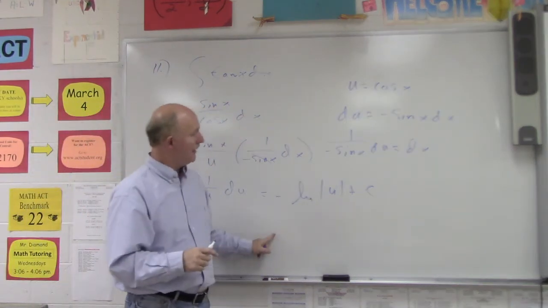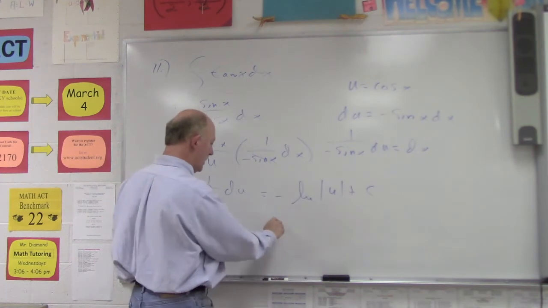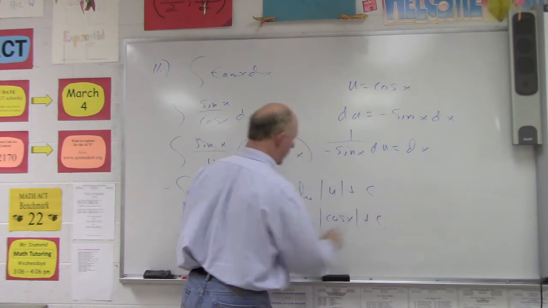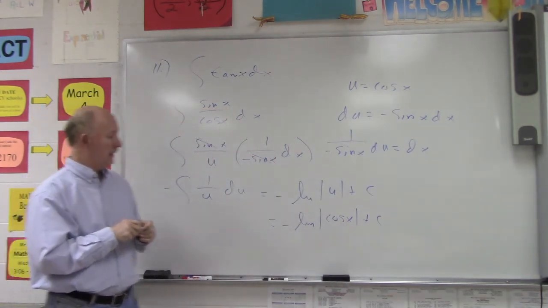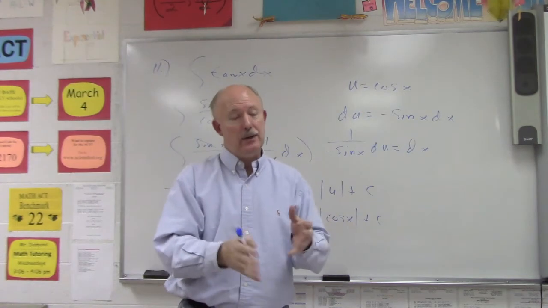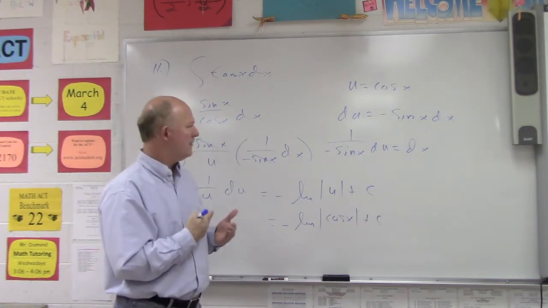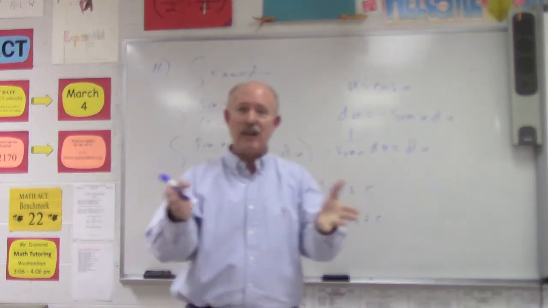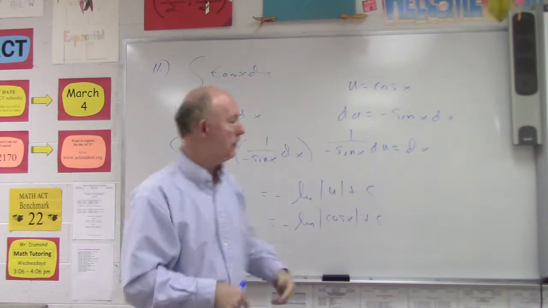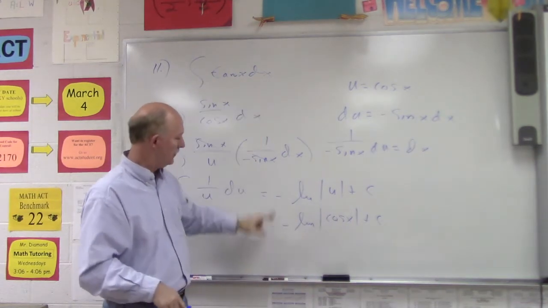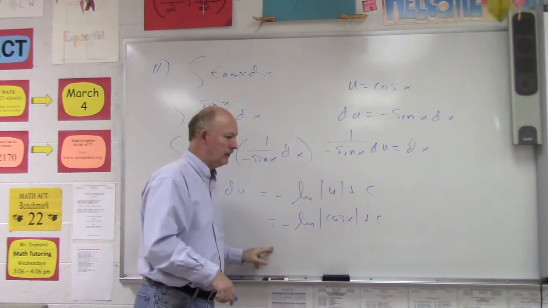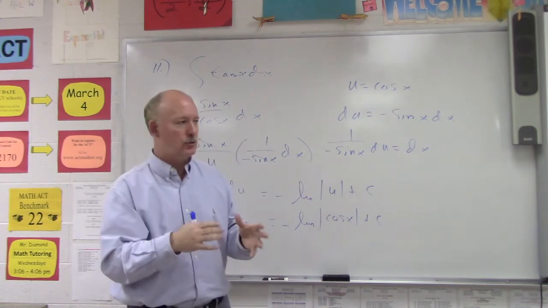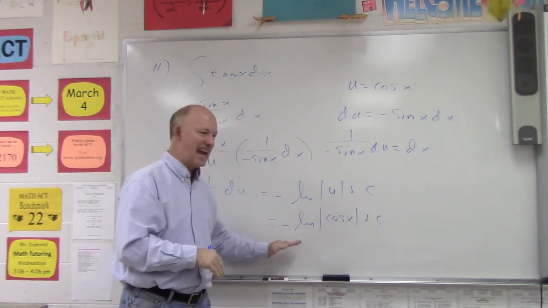Now let's put this back in terms of x, so substitute cosine x back in for u. So it's negative natural log absolute value of cosine x plus our constant of integration. And if you'll notice, so far in calculus, we have not looked at the antiderivative of tangent x. And the reason is you've got to use natural logs to find the antiderivative. So the antiderivative of tangent x is negative natural log of cosine x plus c. Now, we get a new list of some of these trig antiderivatives, right? They involve natural logs.